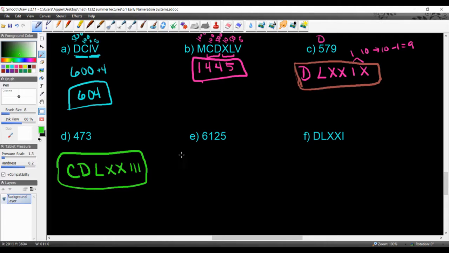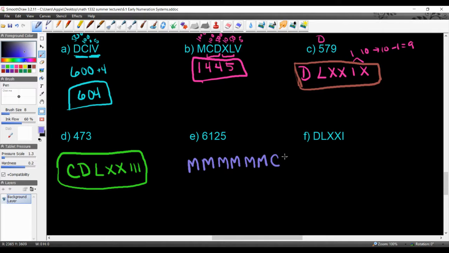Okay. Letter E is 6,125. So it looks like I have 6,000 now. So the thousand is that M. That's how I always remember it, using my knowledge of Spanish. Un mil, it starts with an M. Okay. So I would have 6 M's. 1, 2, 3, 4, 5, 6. Kind of a lengthy number here.